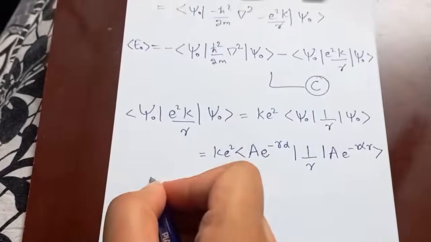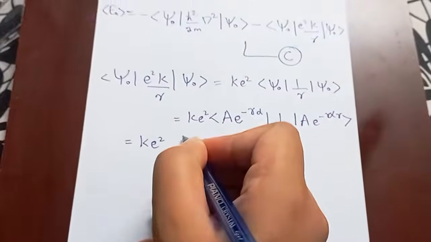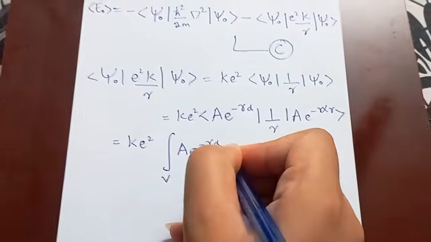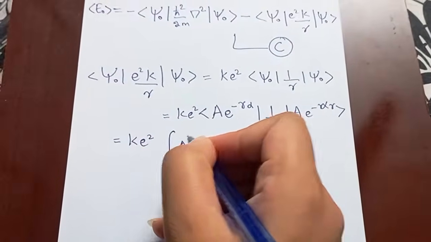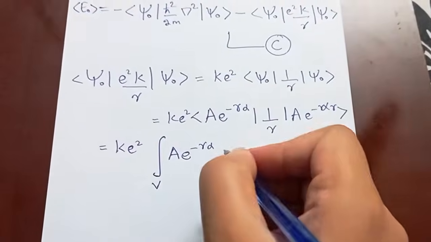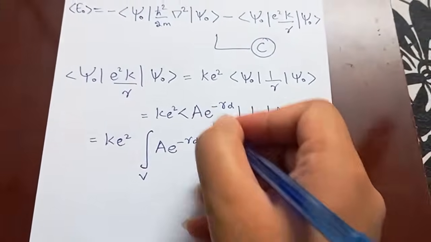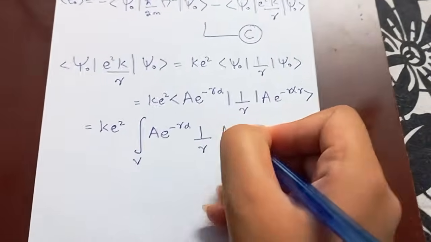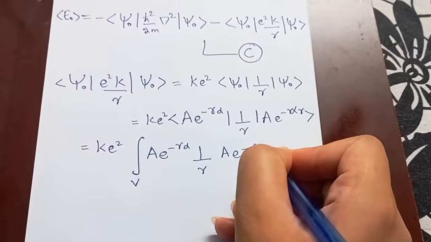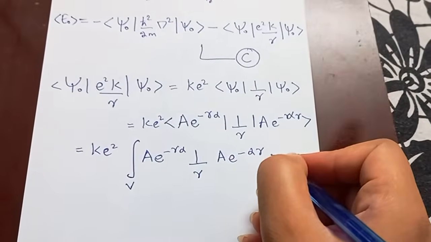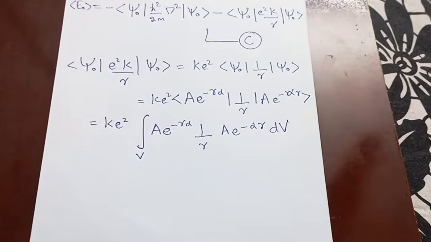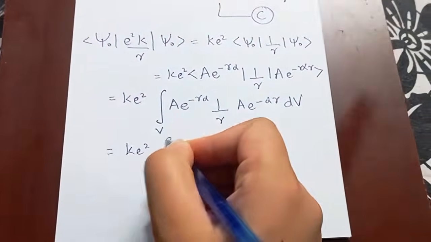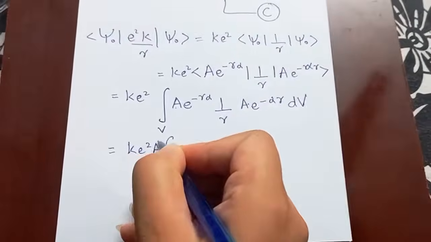Now let's write it in the form of an integral. Then we have the volume integral. This comes first with a conjugate over it, and since they are real numbers, the conjugate leaves this term the same, so we write it like that. Then the 1 over r operator will be applied on A e to the power minus alpha r. Then the volume integral closes. Okay, k e square, this becomes A square. We can take it out of the integral.